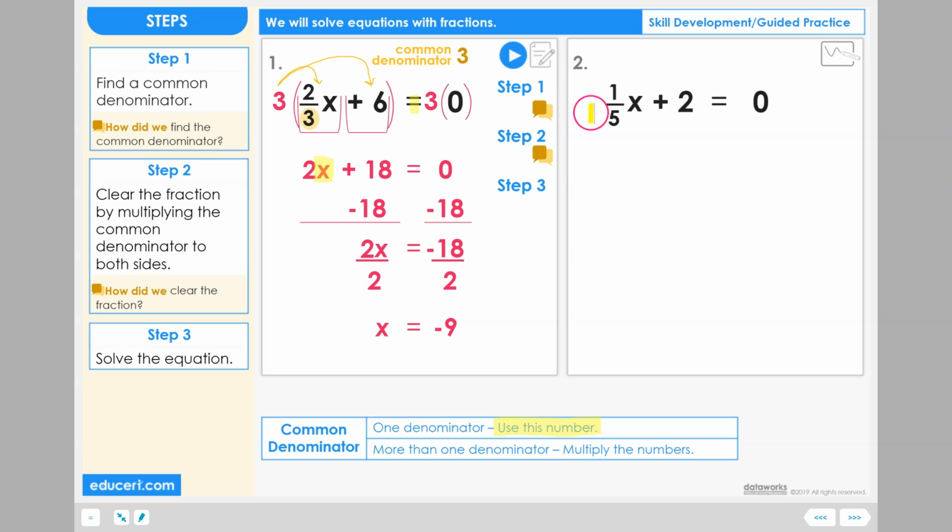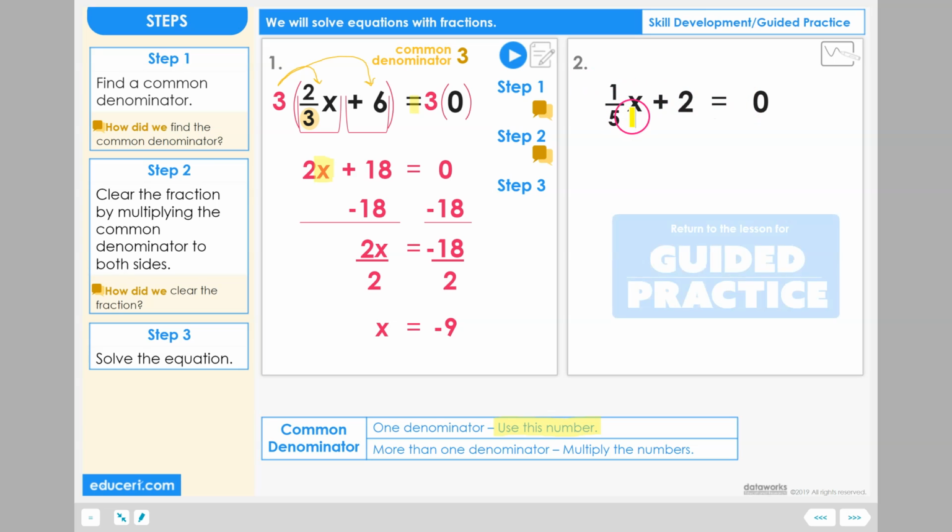You are now ready to solve equation number 2, finding the common denominator and then clearing the fraction to solve for the variable x.